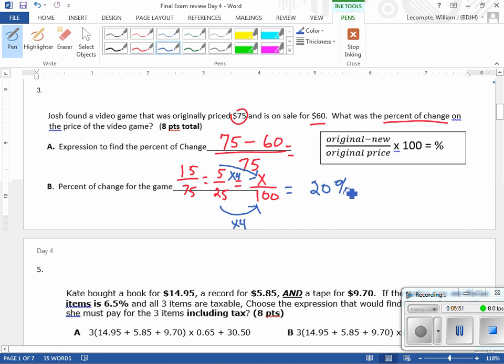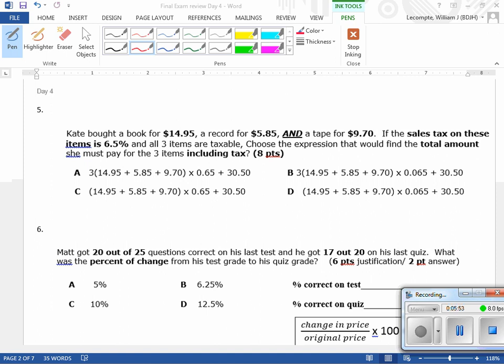Alright, I promise I did not skip number 4. Just when I made this review, I accidentally put 5 instead of 4 in. Not a big deal. Number 5.